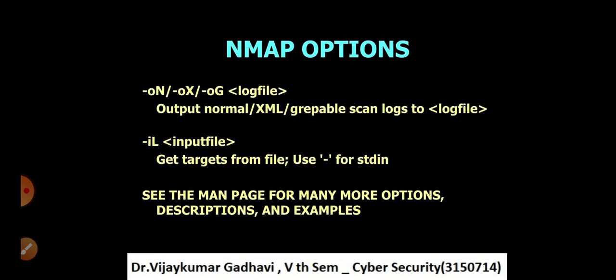Then -oN, -oX and -oG log file output in normal, XML and grepable formats. -iL is input file, get targets from a file, use - for stdin. See the man page for many more options, descriptions and examples. Now we will take the next topic in the next lecture. Thank you.